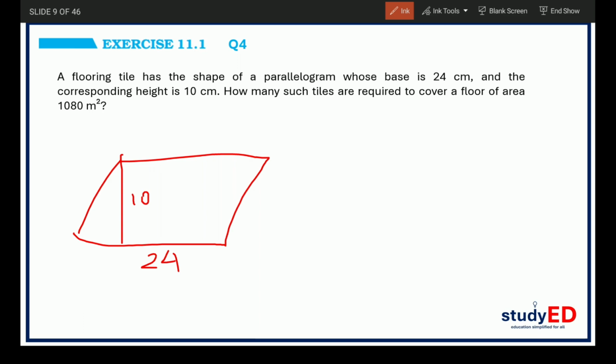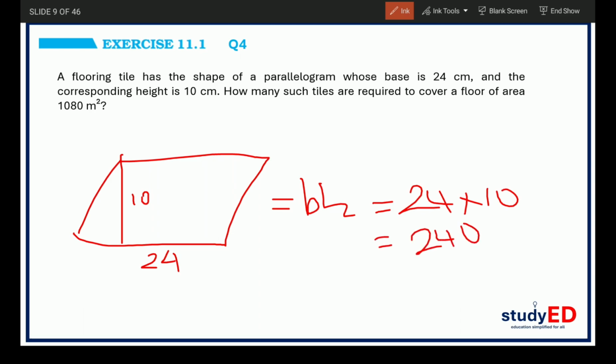What's the area formula of a parallelogram? It's BH, base into height. So this 24 into 10 is equal to 240 meters square. Sorry, my bad, centimeters square. This is very important. Note down the units while you're doing any equation, because the units are centimeters.